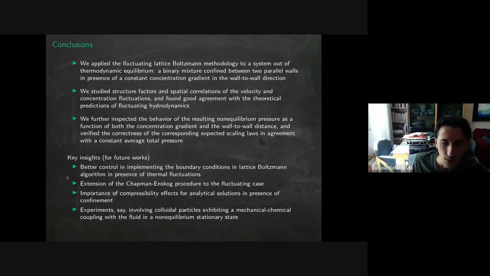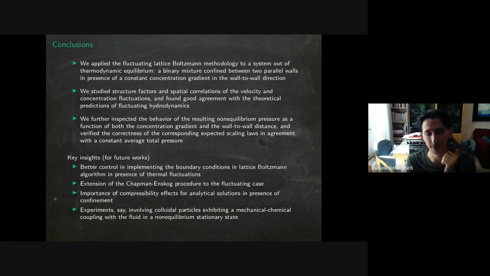And the results reported here naturally warrant other future quantitative studies. For example, in the context of Lattice-Boltzmann methodology, the analysis of the structure factors revealed the necessity of better control in implementing the boundary condition in presence of thermal fluctuations, and the extension of the Chapman-Enskog expansion to the fluctuating case, for example, is missing. And in this case, the results of this paper support the convergence of fluctuating Lattice-Boltzmann towards fluctuating hydrodynamics. While in the context of finite-size effects in the non-equilibrium fluctuations, it would be interesting to further inspect the importance of compressibility effects for analytical solutions in presence of confinement.